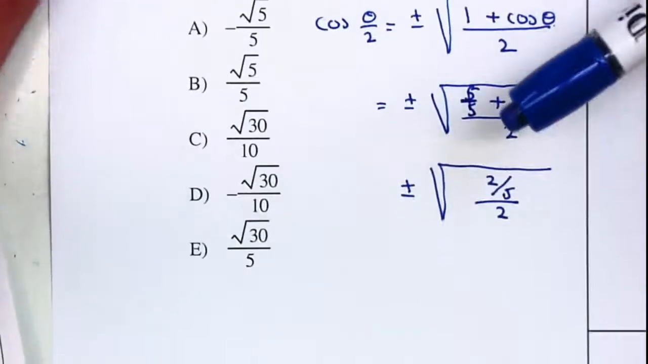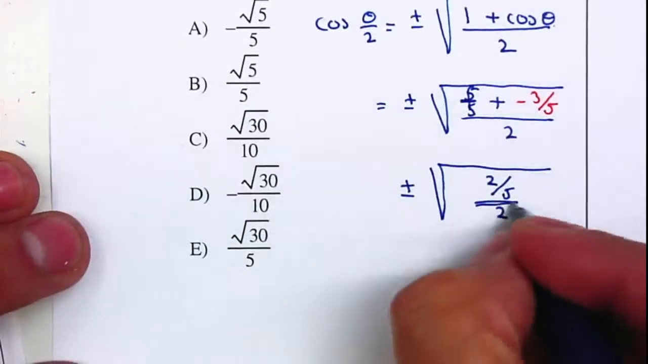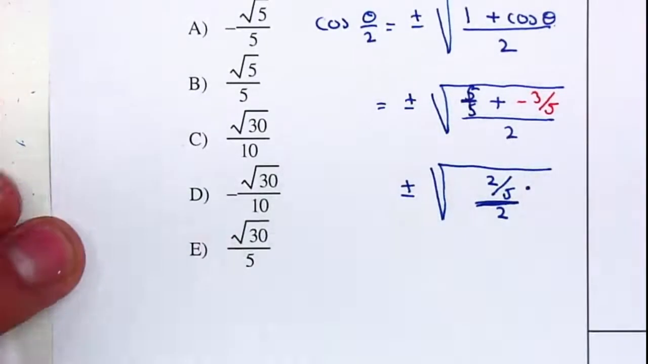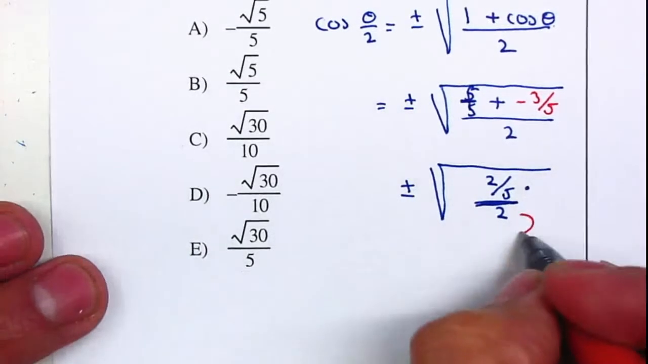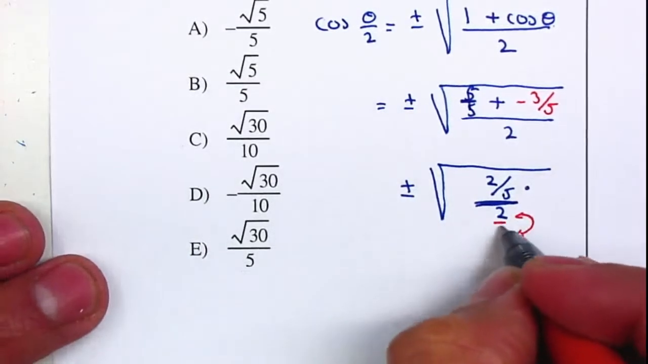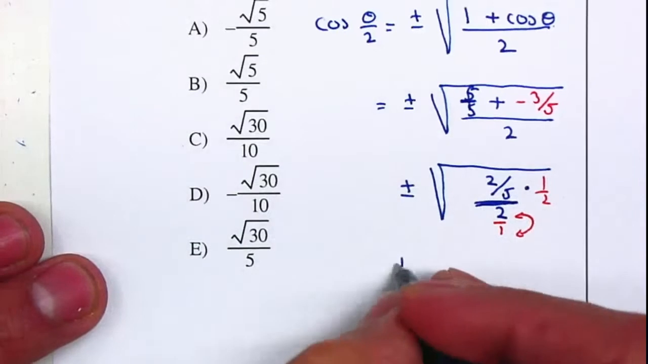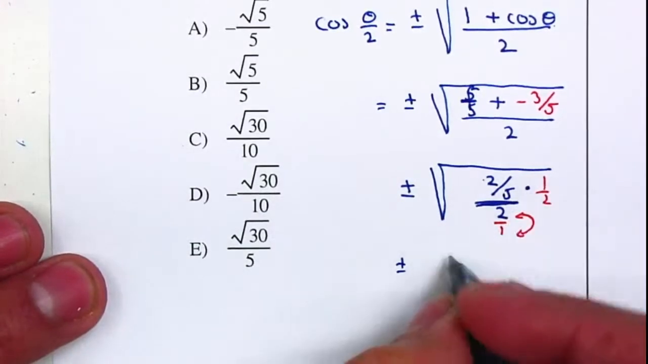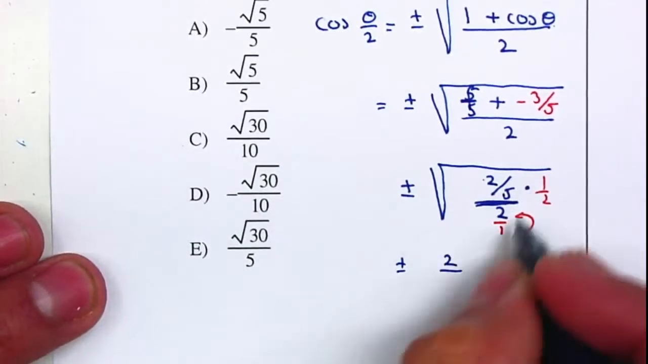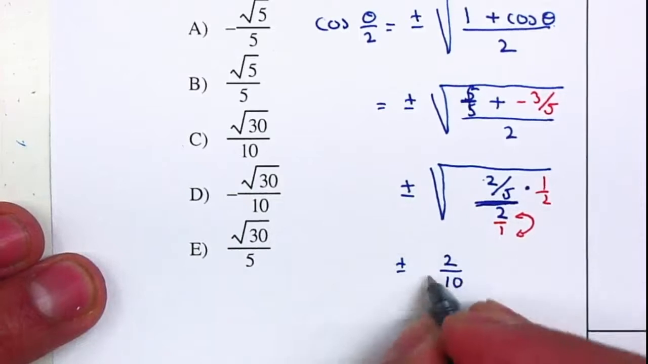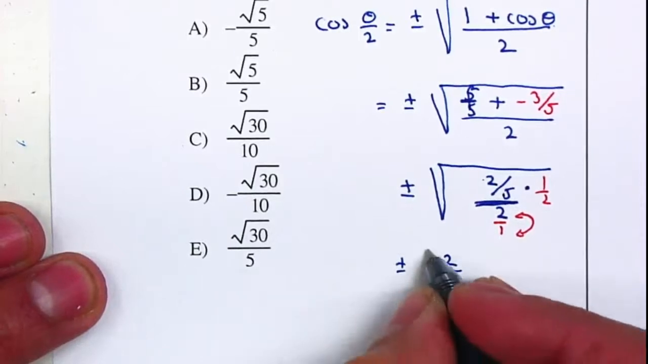And now I'm going to continue to simplify it. I'm going to change my division to a multiplication by taking the reciprocal of the second fraction. So therefore I need to place this over 1. It will be 1 over 2. Plus or minus. 2 times 1 is 2. 5 times 2 is 10. And I'm going to separate my square root.